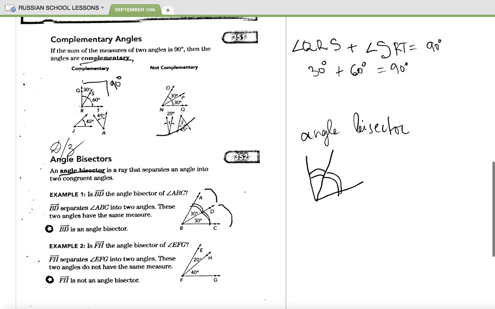And then here's an example of a mathematical problem. So we have angle EFG, and we know that FH is bisecting the angle, and they are asking, well, is FH an angle bisector? And we know that FH cannot be an angle bisector. It is not, because the two angles are not the same measure. One is 20, one is 40. But if the line was somewhere here and both angles were 40, then BH would be called an angle bisector.